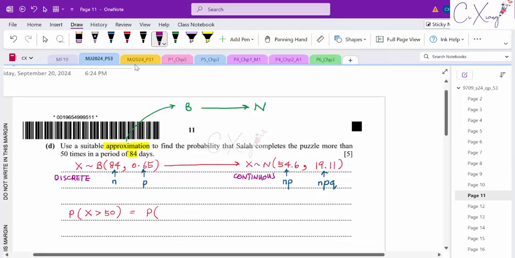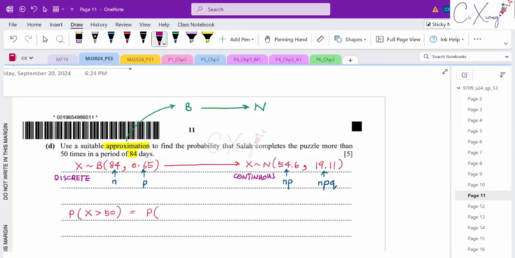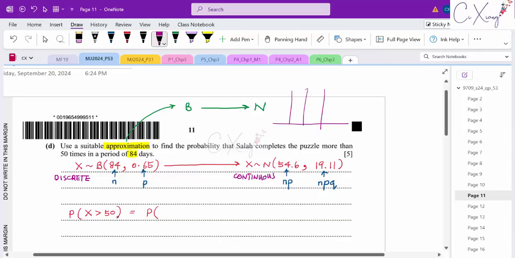So you need to apply continuity correction, right? For continuity correction, x greater than 50, let's have a look generally. Say this is binomial, we have 48, 49, 50, 51, 52. Greater than 50 means that you start to calculate the probability from x equals 51 and so on. To make the continuity correction, the value that we use must cover or include the area or the probability that I want to find. So this will be my continuity correction value.